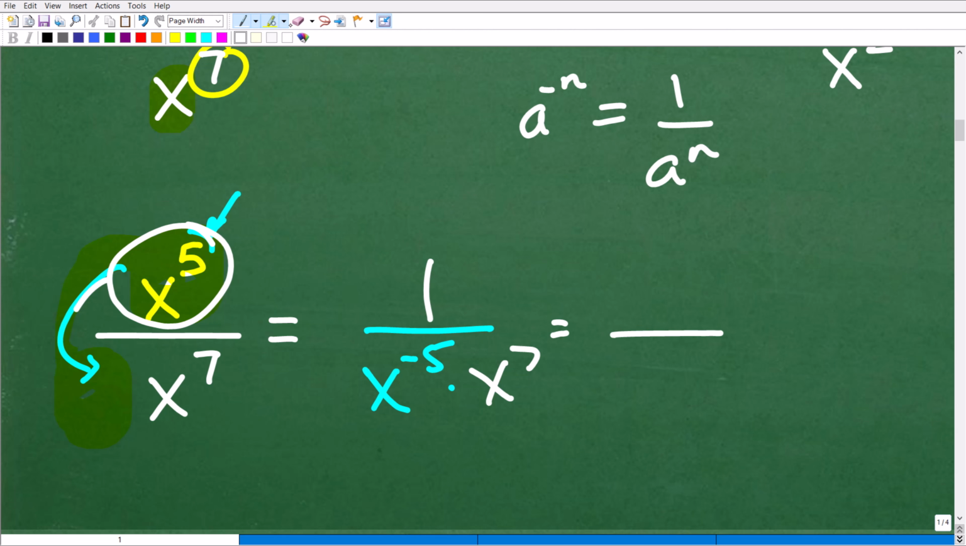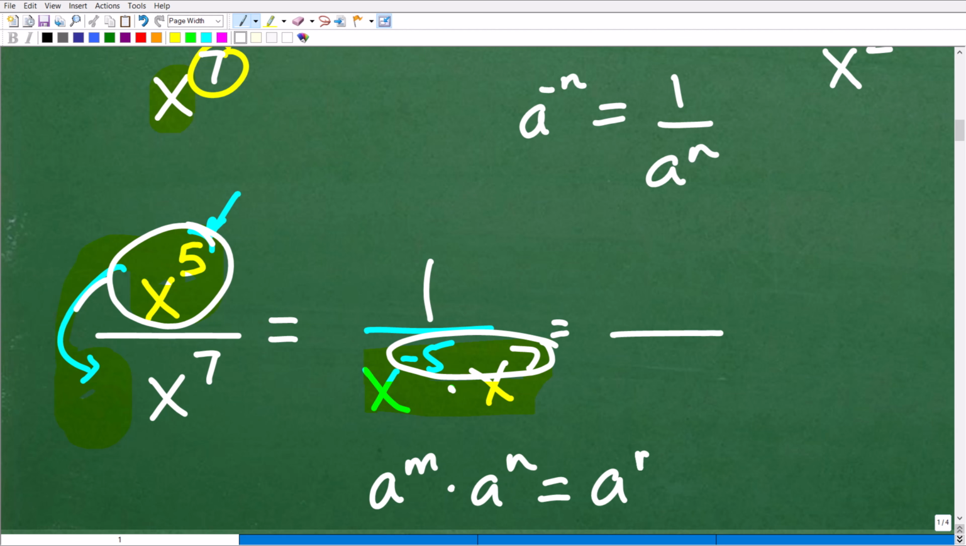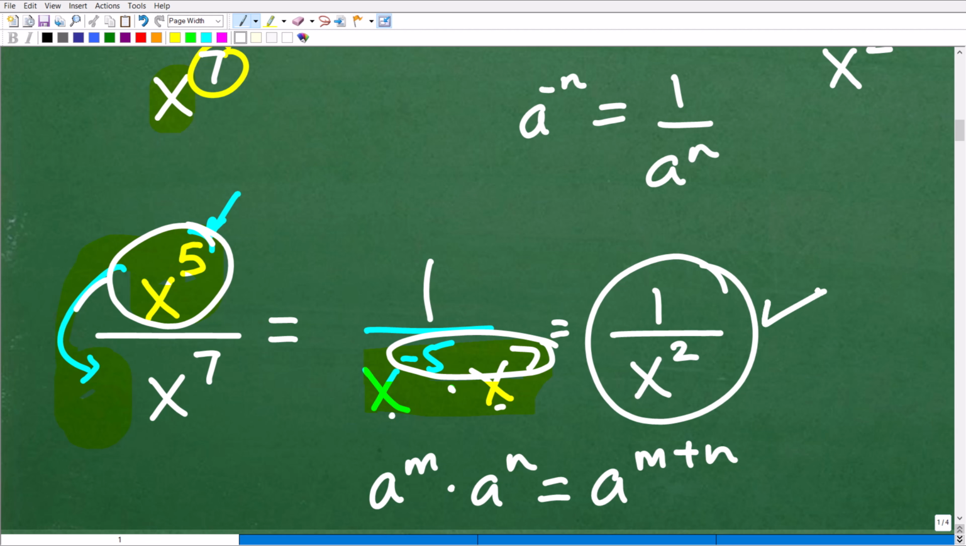Now we're going to use another property. Down here, we're dealing with multiplication of powers, and these powers have the same base. So what we need to do is add the exponents. This is following the rule a to the m times a to the n is equal to a to the m plus n. So again, when you have the same base, you're going to add the exponents. Negative 5 plus 7 is going to be 2, so x squared. So now we have 1 over x squared.